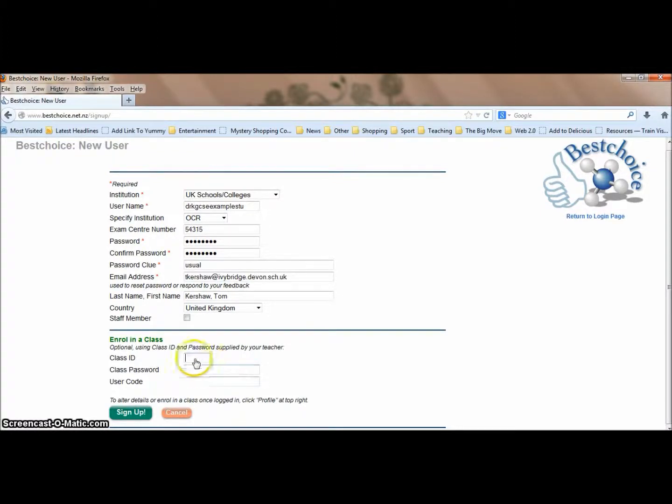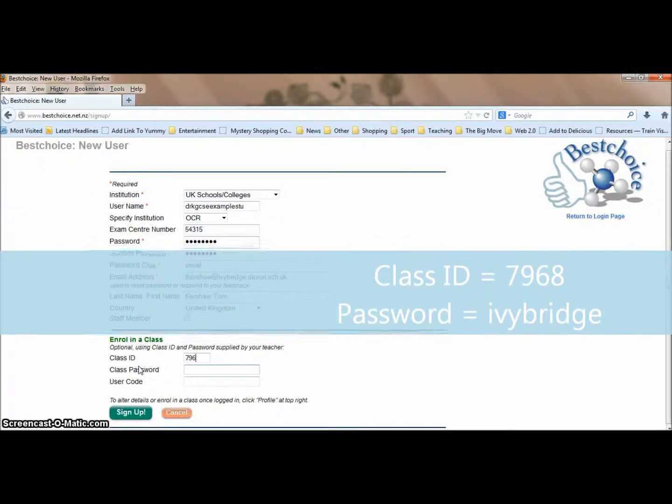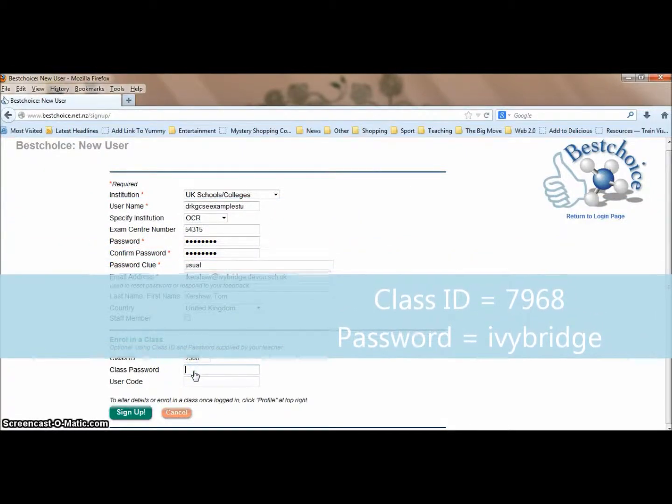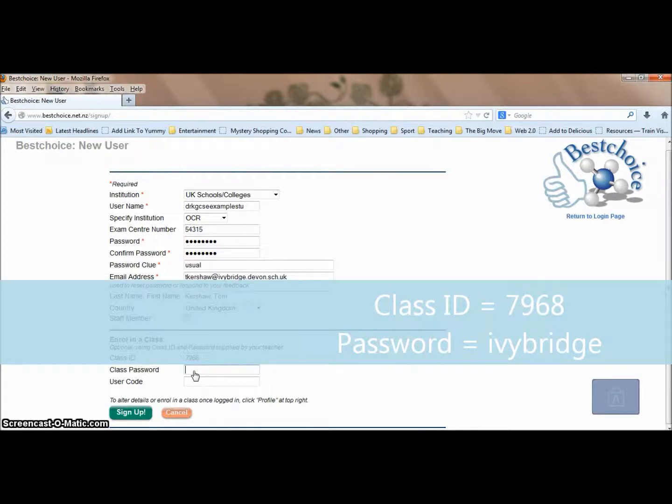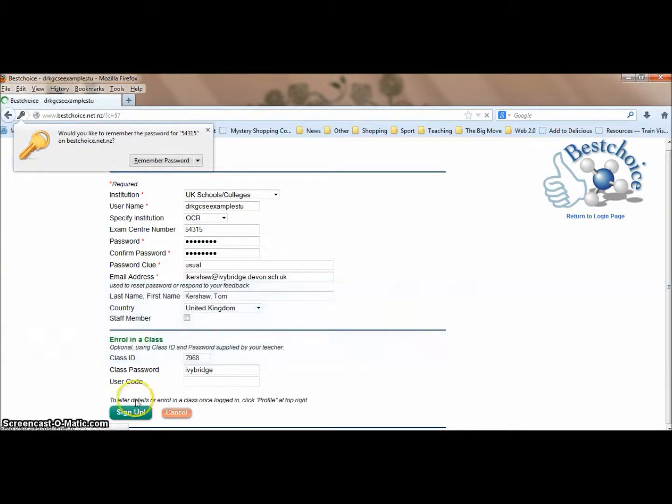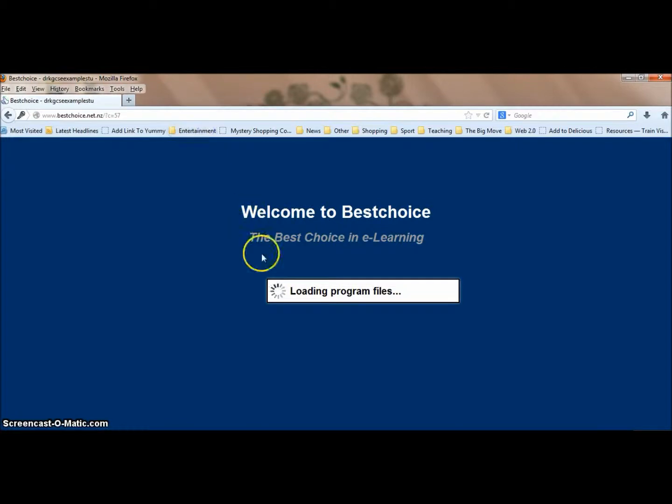Now this is where it's quite important that you get this right. The class ID, so I've set up a class, a bridging class for students who have done GCSE and are going to go on to A-level, and again this is just so we can monitor who's logging on and what topics people are stronger at and what topics people are weaker at, and it really helps us out in terms of what we're going to do in September. The class ID is 7968, and the class password is Ivybridge, and this is case sensitive, so it's all lowercase, IVYBRIDGE, and then sign up. Don't need to remember that.